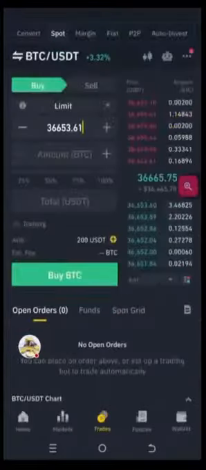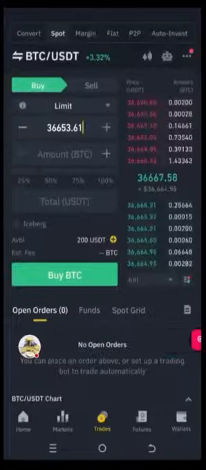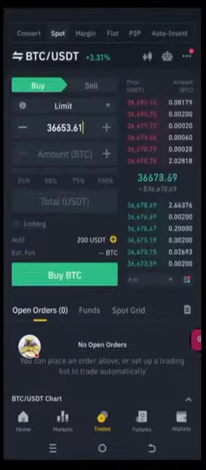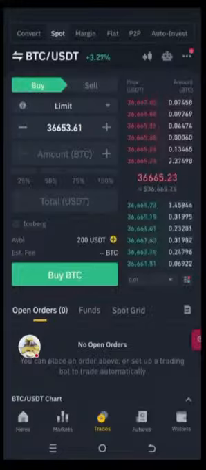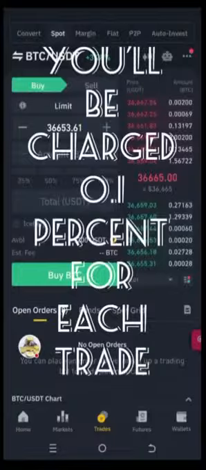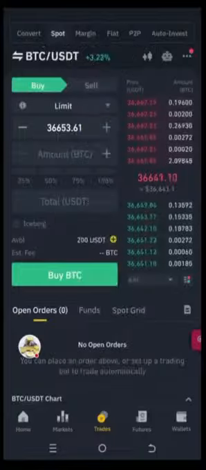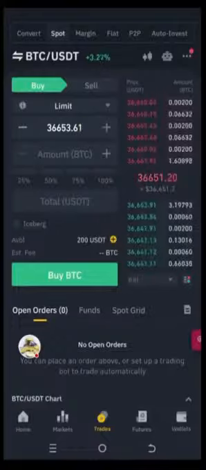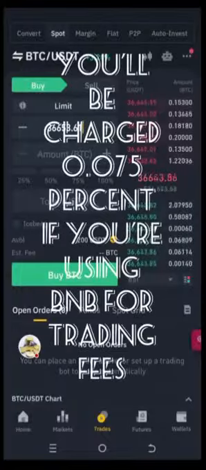So let me go back. This is the spot trading section, right? The reason why I tend to use the spot trading section more than the convert is because most of the pairs are in the spot trading section. Most times when you go to convert, you may not see these pairs appear the way they appear in spot trading. Now, of course, you should realize that in the spot trading section you're going to be charged 0.1% on any trade, and if you're using BNB for your trading fees, you will be charged 25% less, about 0.075.